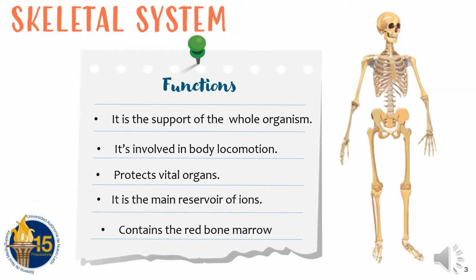Skeletal system. It is involved in body locomotion and provides the basic morphology of the body that allows us to maintain ourselves on 2 feet. I suppose when you hear skeletal system, you think it is only about bones, right? But no, it is also composed of joints and ligaments. The skeletal system has a lot of functions, for example, support our organism or protect our vital organs, for example, the lungs and heart. It is the main reservoir of ions too and contains the red bone marrow.